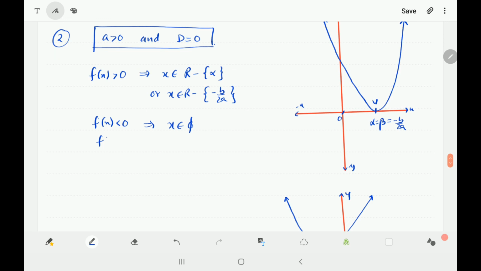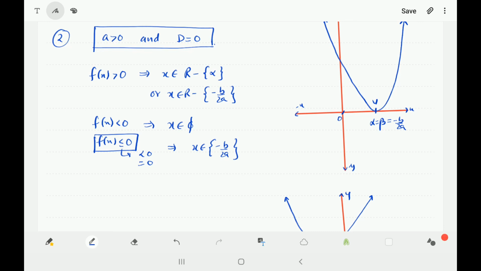If I ask in this particular case where f of x is less than or equal to 0, obviously this means that the function is either negative or equal to 0. The function is not negative, but it can be equal to 0 here, as it is not below the x-axis. So for less than 0 there will be no solution, but for equal to 0 the solution will be x belongs to curly bracket minus b by 2a. So for f of x less than or equal to 0, there will be only one value.